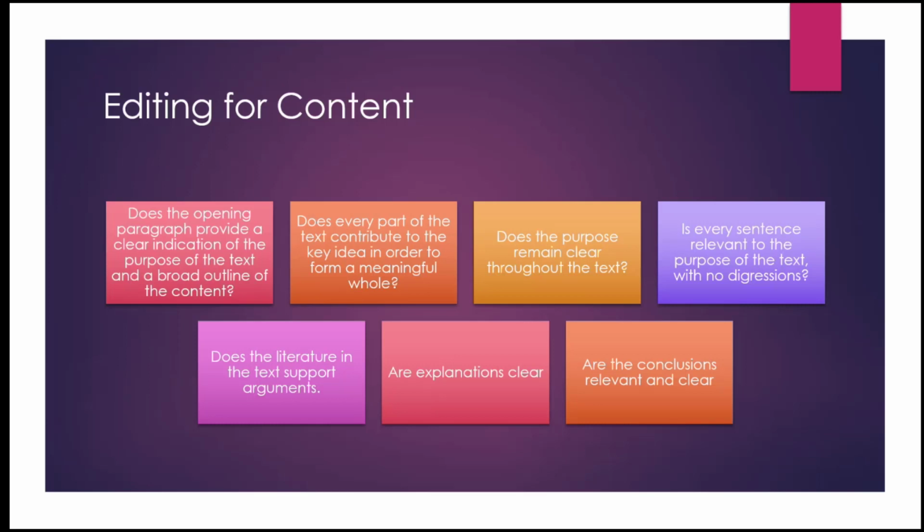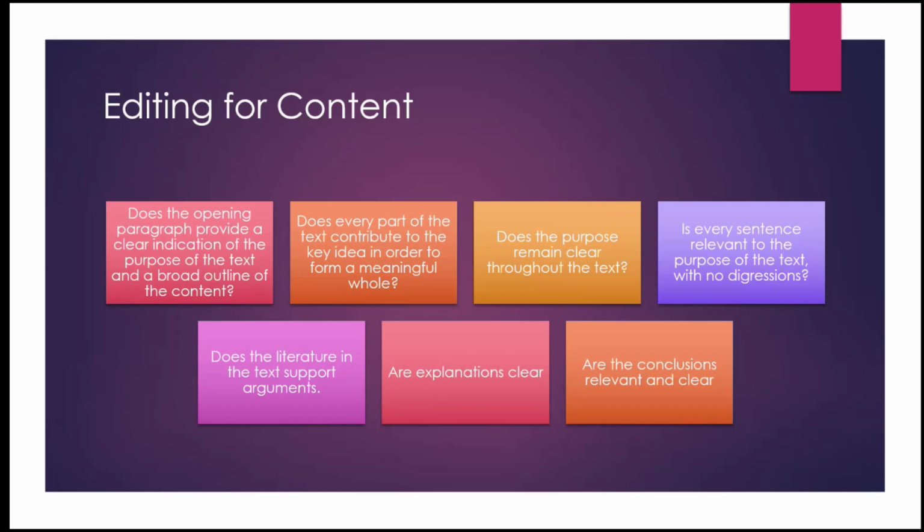Sometimes it could be clear to you because you wrote it, but if you give it to someone else, you might realize that it's not clear to them what you really mean. Are the conclusions relevant? Are they clear? Did you summarize your purpose? Did you summarize all the main points discussed? Does it link to the purpose you indicated at the beginning of your work? Do the summaries link to the outline, to everything you have discussed in each paragraph? So you need to double check all of this when you are editing for content.